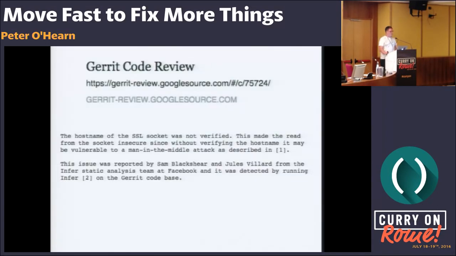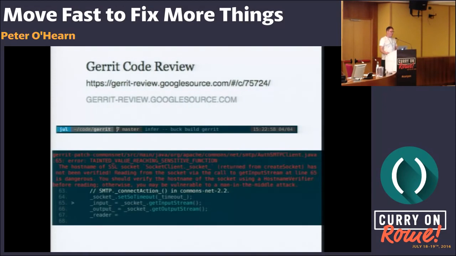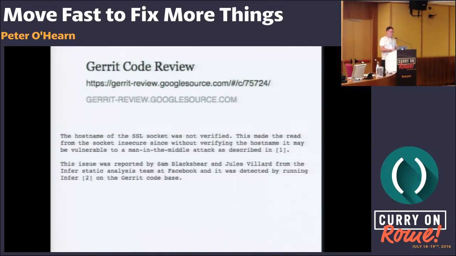Now, here's another example. Infer has been open sourced. That was a C example; this is a Java example. Google has the Gerrit code review system, which they use for code review, and they've open sourced it. We ran Infer on it, and Infer has inside of it what's called a taint analysis, and it found this problem. It reports it like that: tainted value reaching sensitive function. Something which could be vulnerable to a man-in-the-middle attack. SSL socket was not verified.